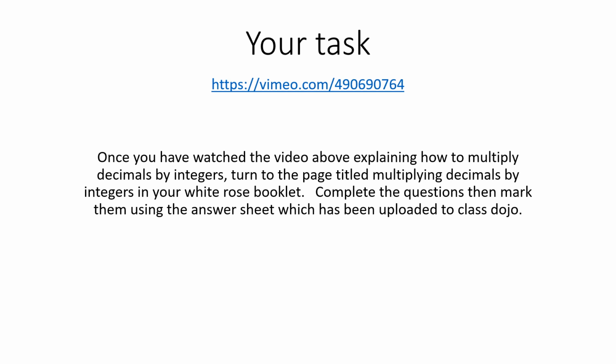Like we've done this week, your task is to follow the video link. You will find it on the additional maths links page on Class Dojo. Once you've watched the video explaining how to multiply decimals by integers, turn to the page titled Multiplying Decimals by Integers in your White Rose booklet. You should know how to find it now. We look in our contents page. You're going to complete the 4 pages based on that topic. Then mark them using the answer sheets which have been uploaded to Class Dojo.